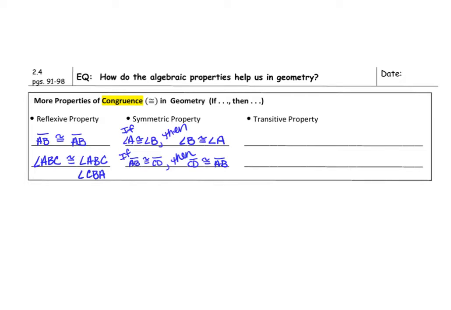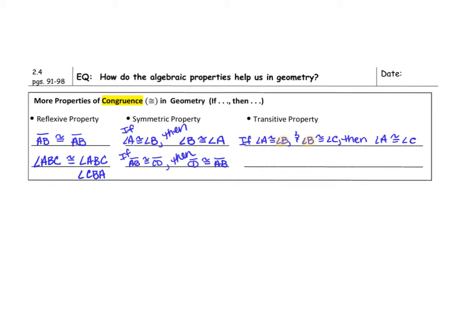Let's do an example of the transitive property with angles. So if angle A is congruent to angle B, and angle B is congruent to angle C, then angle A is congruent to angle C. So because angle A is congruent to angle B, and angle C is also congruent to angle B, that means angles A and C are congruent to each other.